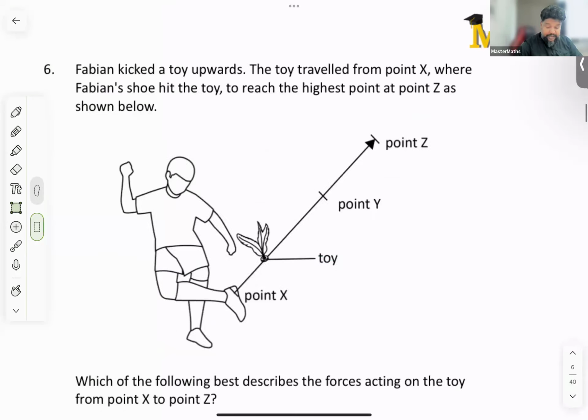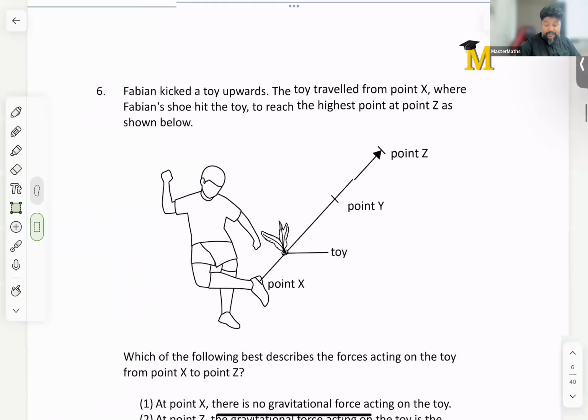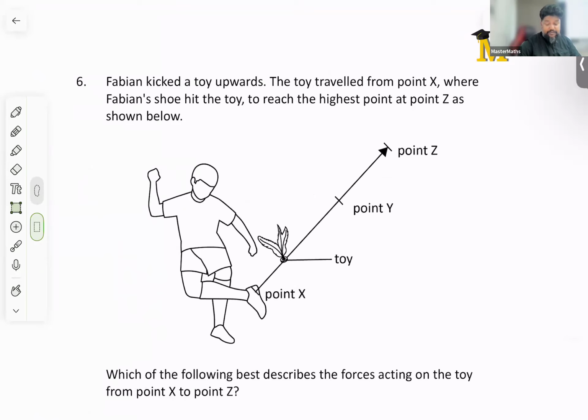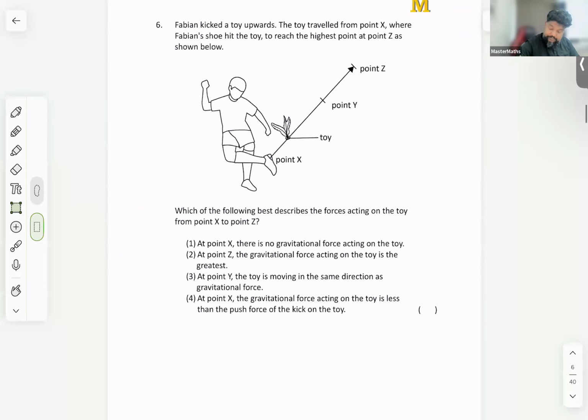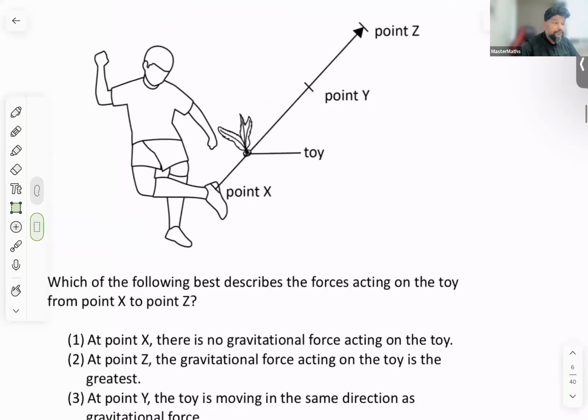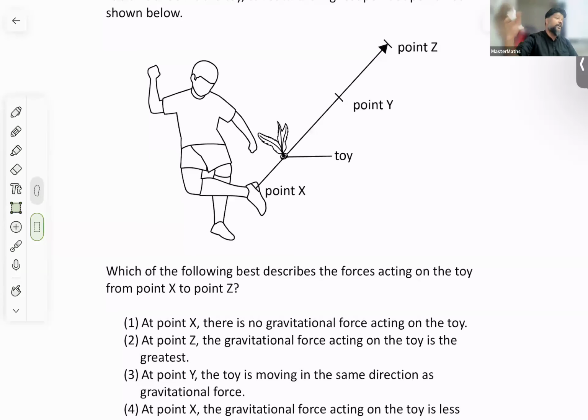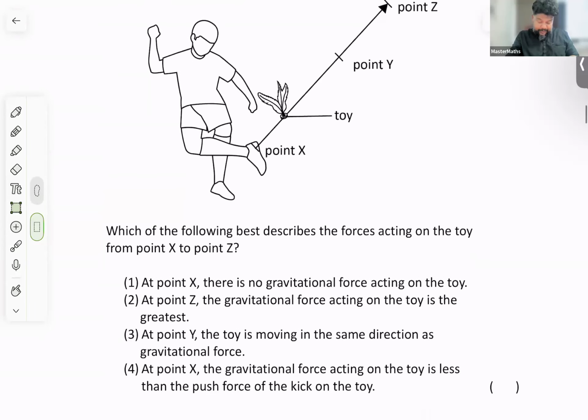Question number 6. Okay, Fabian kicked the toy upwards. The toy traveled from point X, where Fabian's shoe hit the toy, to reach the highest point Z, as shown below. Sarah, what's the answer for this? A, B, and C. All the points got gravitational force. I know what's the answer for question 5. Sorry, Sarah? 4. 4. Good. Okay, you're right. It is 4.